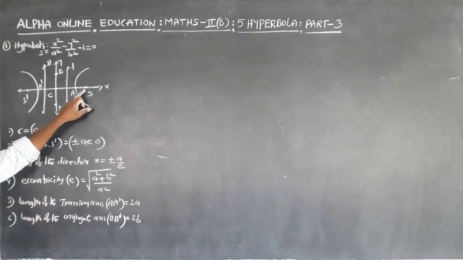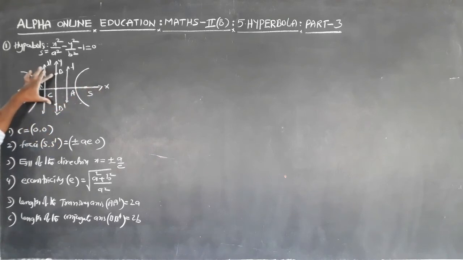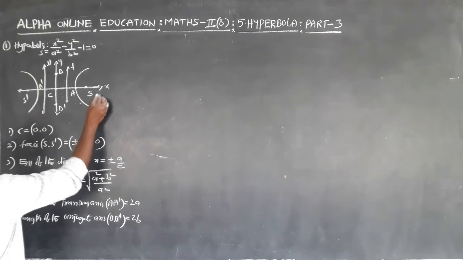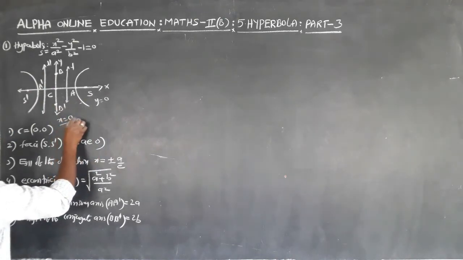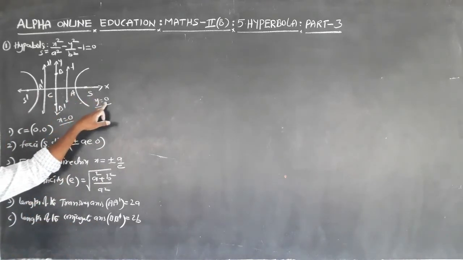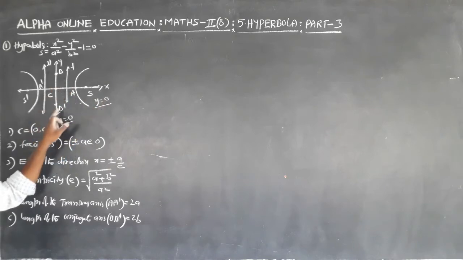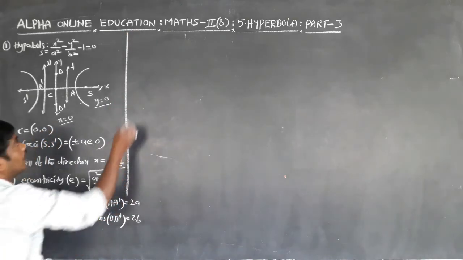Here the transverse axis is along the x-axis, the conjugate axis is along the y-axis. Here the x-axis equation is y equal to 0, the y-axis equation is x equal to 0. Transverse axis along the x-axis, conjugate axis along the y-axis. This is the first one, the hyperbola.